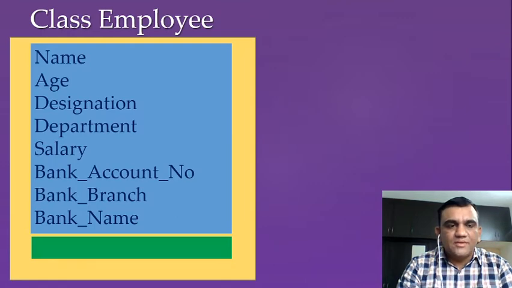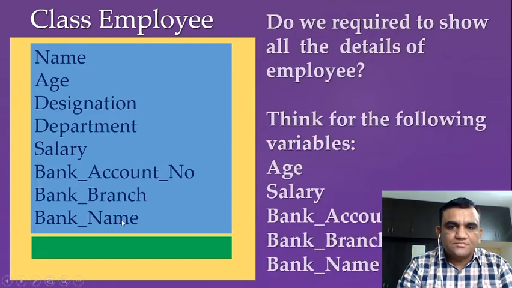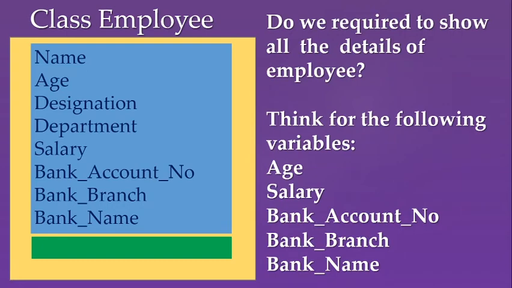Here we have a class Employee with a few attributes: name, age, designation, department, salary, bank account number, bank account branch, and bank account name. For simplicity, we have put only the variables. We have not shown the methods. Now, do we require to show all the details of the employee?